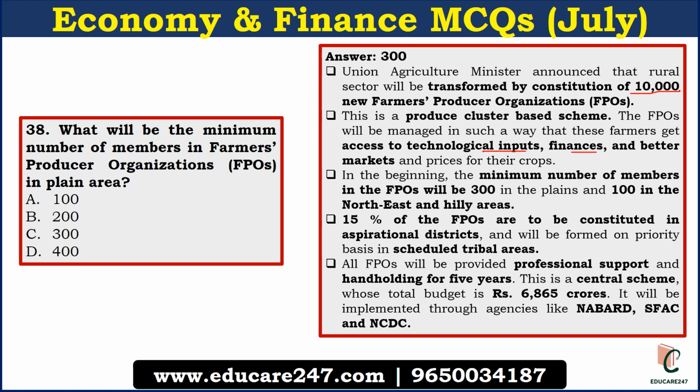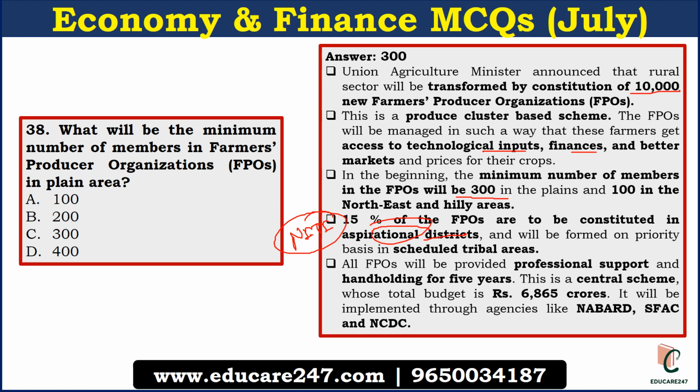Basically, in the beginning, the minimum number of members in FPOs will be 300 in plain areas and 100 in northeast and hilly areas. 15% of FPOs will be constituted in aspirational districts and will be formed on a priority basis in scheduled tribe areas. This aspirational district program is run by Niti Aayog. So this is a very important program for the development of very backward districts.